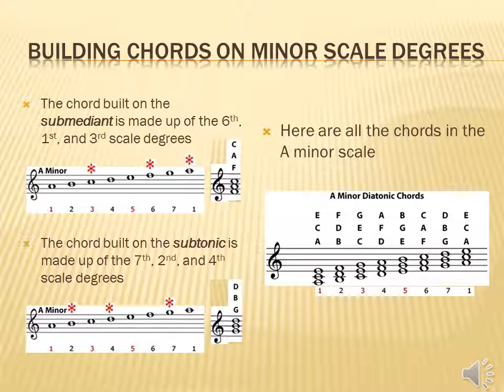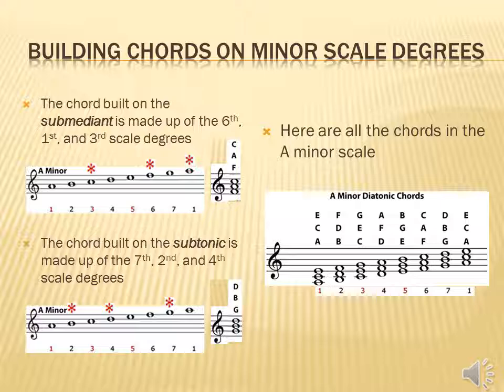The chord built on the submediant is made up of the sixth, first, and third scale degrees. So we have F, A, and C as the major 6 chord in A minor. The chord built on the subtonic is made up of the seventh, second, and fourth scale degrees. So we have G, B, and D as the major 7 chord in A minor.